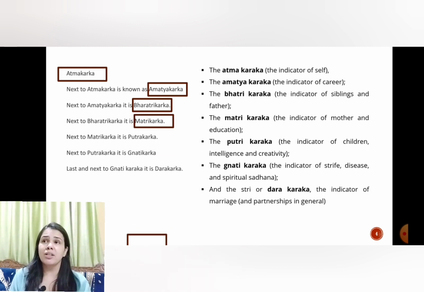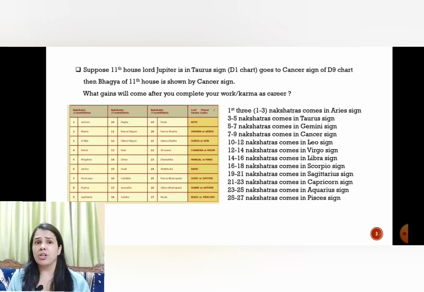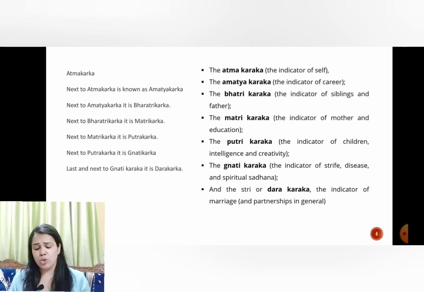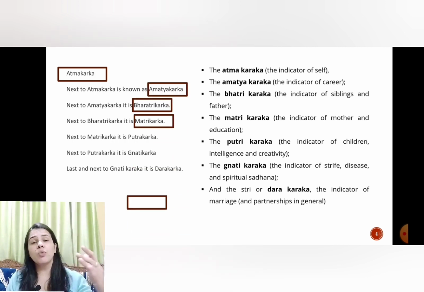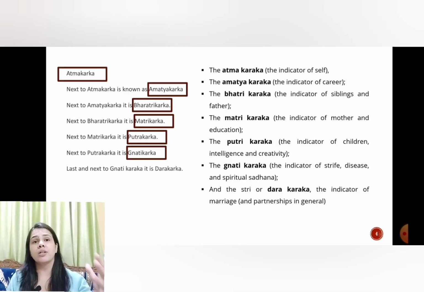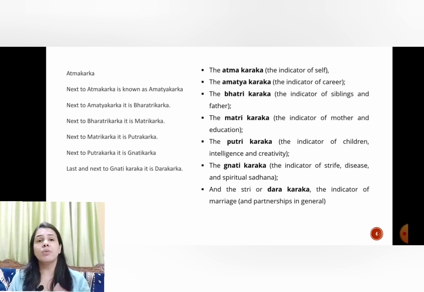Each planet gets activated at a different time, and Navamsa tells you the bhagya, the luck of that planet, whenever it gets activated. Similarly, suppose your 11th house lord is Jupiter sitting in Taurus sign in your D1 chart, and it goes to Cancer Navamsa in your D9 chart. It will tell what will happen after you start your career and start getting gains and opportunities. What kind of things are you going to get, what will be the fruits of it, how will be the bhagya, the luck of it. So it will tell that.